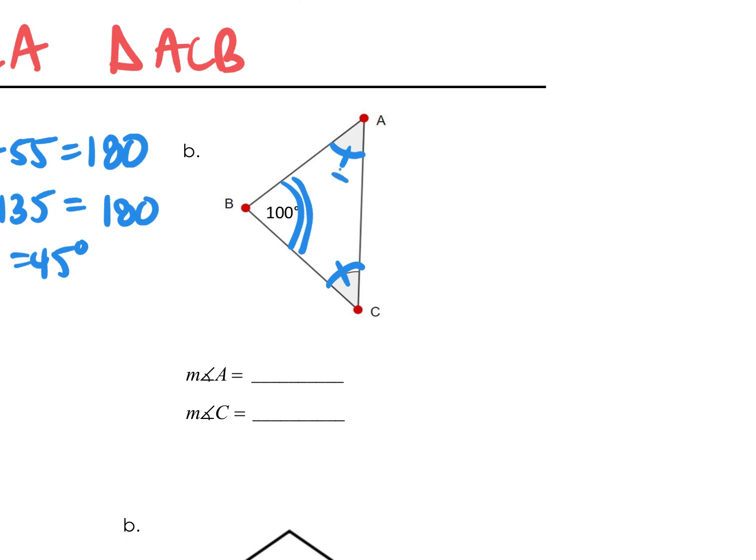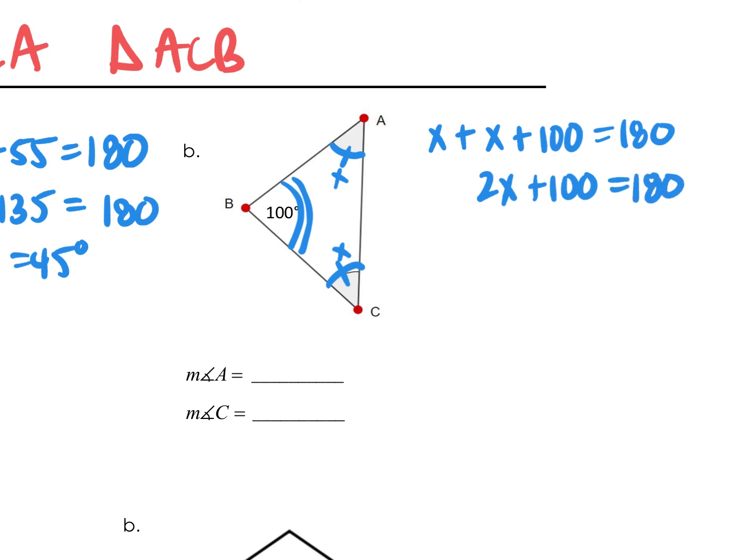The other thing I can do is I can just set up an equation. Since I know they're the same, I'm going to call them both x. So angle A, which is x, plus angle C, which is x, plus angle B, which is 100, needs to add to 180. Collect like terms. Subtract 100 from both sides, divide both sides by 2, and that's where I get angle A is 40 degrees, and angle C is 40 degrees.